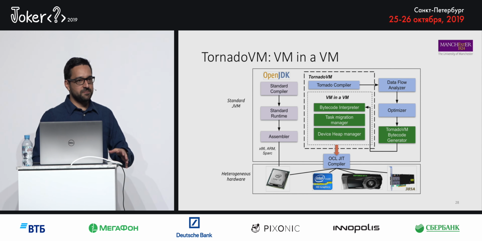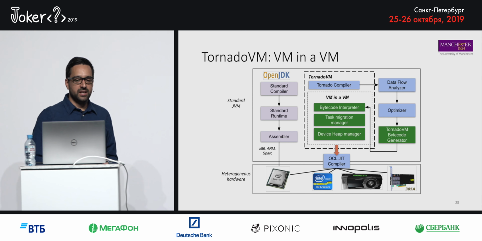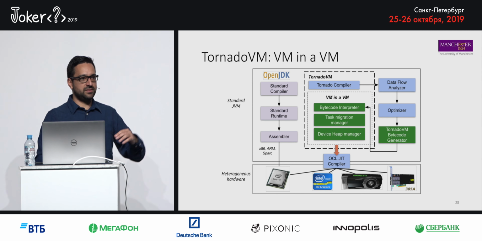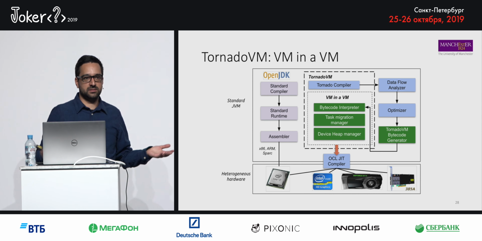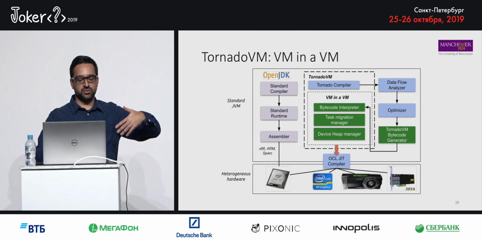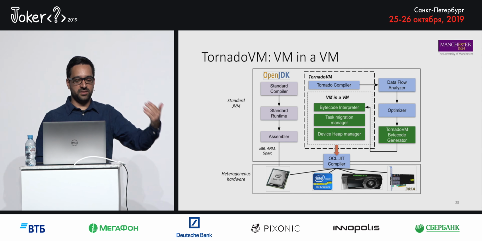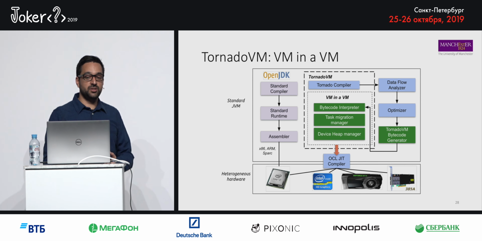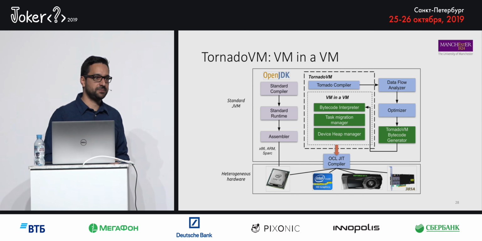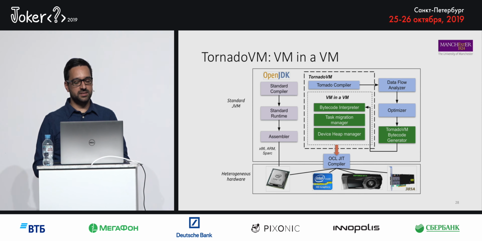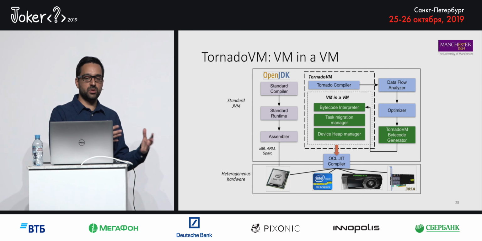So TornadoVM, we define it sometimes as a VM in a VM, or a nested VM. Why? If you use Tornado, but you don't have your task schedules defined, you trigger the normal compilation pipeline. The interpreter mode, then if you use Graal or C1 or C2 or HotSpot, eventually you get the efficient machine code. However, if you are running Tornado and you have your task schedules, you trigger the Tornado compiler. You build the data flow and the optimizer, and then we generate new bytecodes. And then we have our own interpreter, and that's what we call VM in a VM.